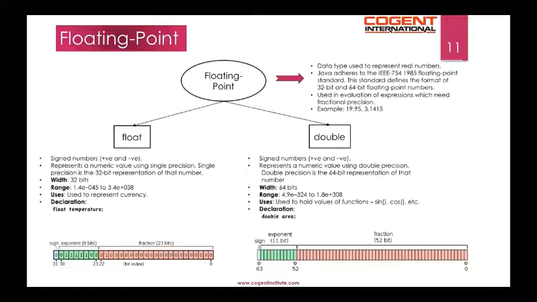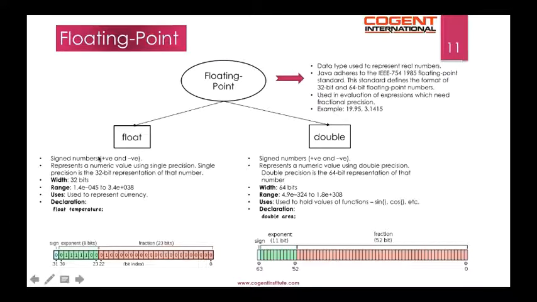And Java adheres to the IEEE 754/1985 floating point standard. This standard defines the format of 32-bit and 64-bit floating point numbers. So these numbers are used in evaluation of expressions which need fractional precision. Examples of floating point numbers are 19.95 and 3.1415.